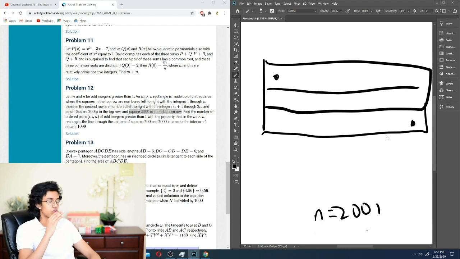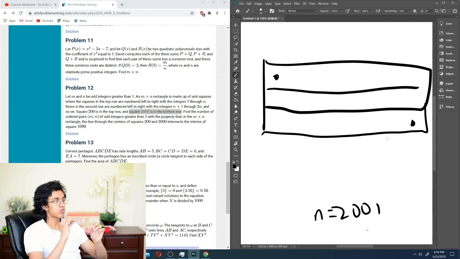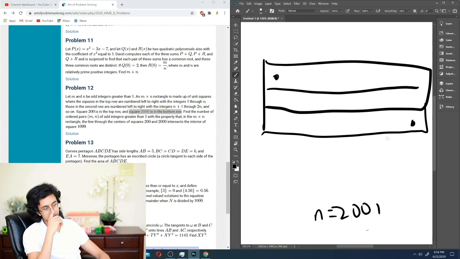Hold up. Well, basically, if 200 is on the first row, we know that n has to be greater than 200, right? And we know that the 200 is fixed, right? As we increase the width of the first row, the 200 is going to stay in the same place. The only thing that's going to move is where your 2000 is, and where your 1099 is.